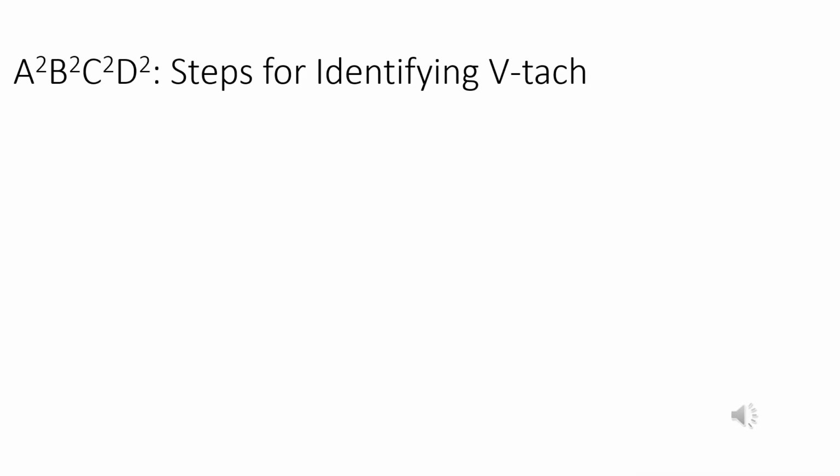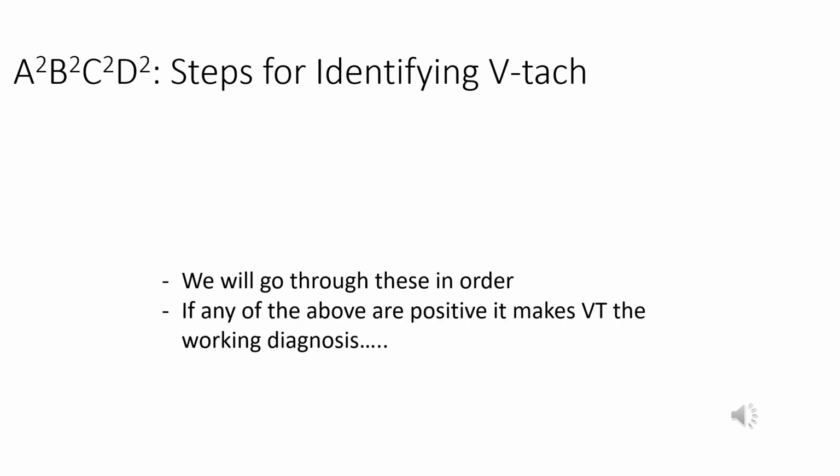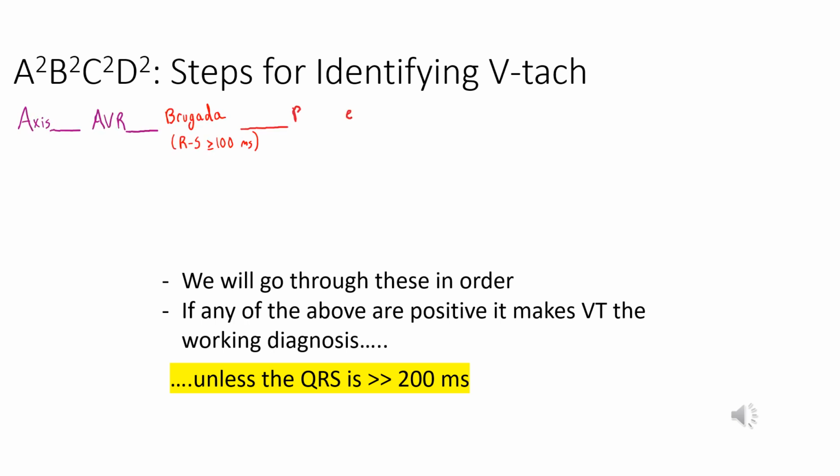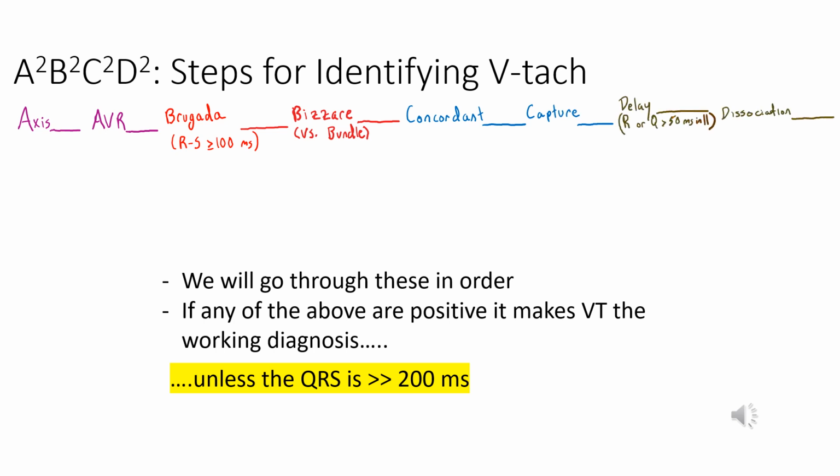I'm going to introduce a mnemonic here that will give you 8 things to look for when dealing with the question of the bad, VTach, versus the good, not VTach. I'm not a mnemonic fan, but distinguishing VTach from SVT with aberrancy can be tough, and it helps to be systematic. If any of these are positive, it makes VT the presumptive working diagnosis. But keep in mind, if the QRS complex is super wide, start thinking about sodium channel blockade and hyperkalemia on top of VTach.